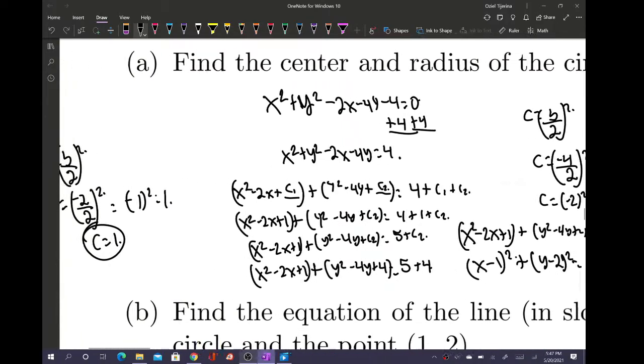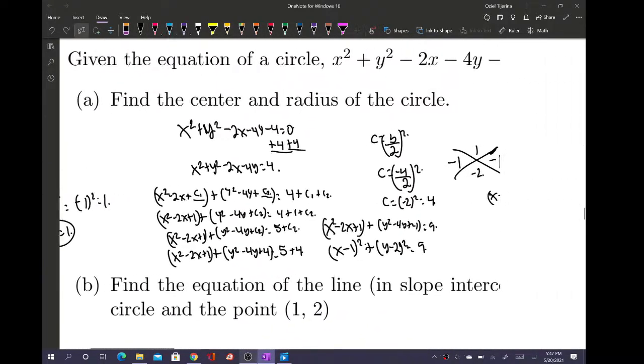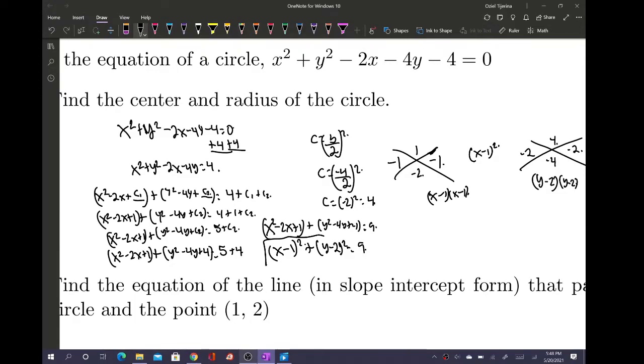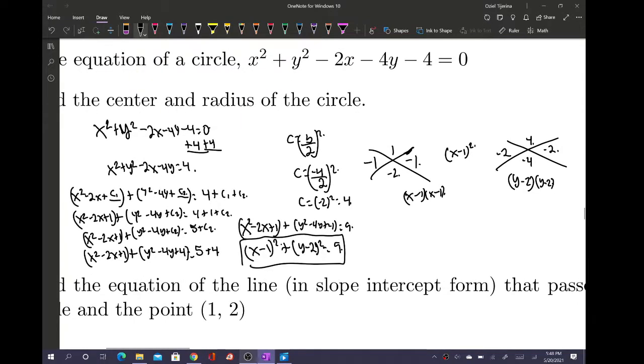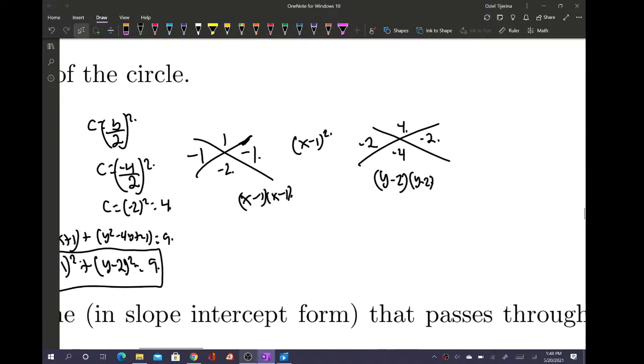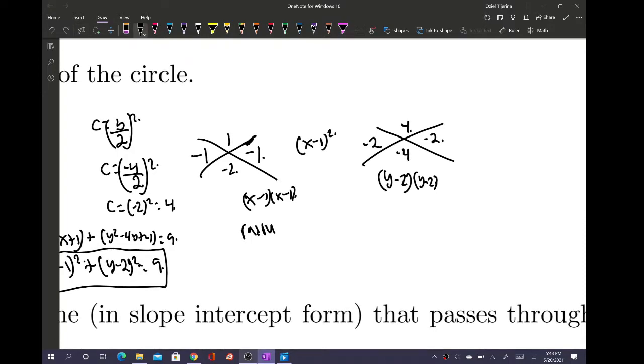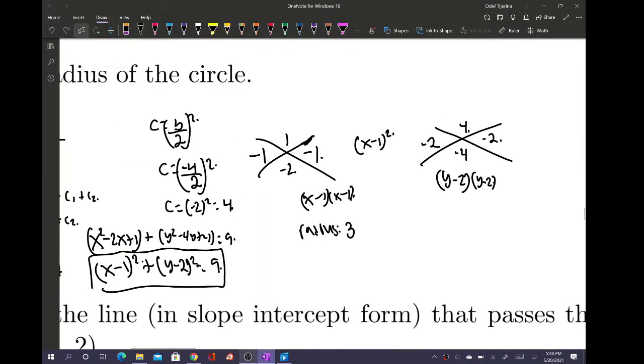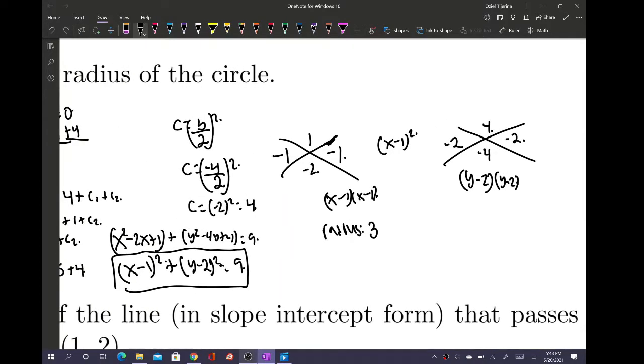So the answer to this one would be this. Oh wait, actually, and then the radius would be 3, because 9 is 3 squared.